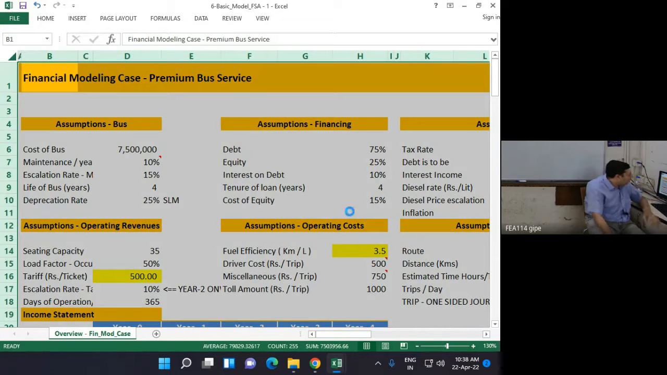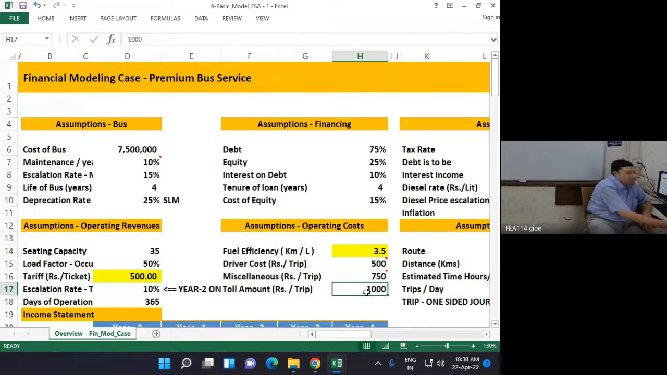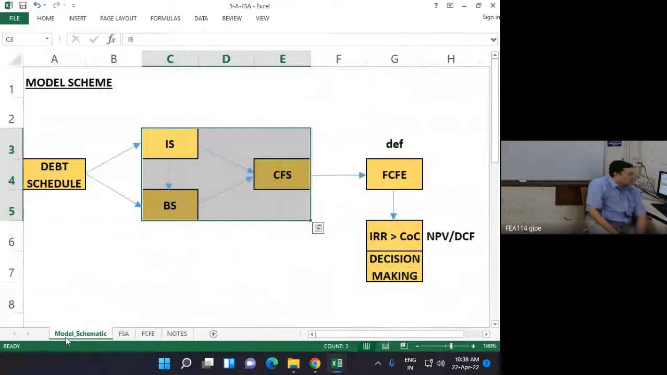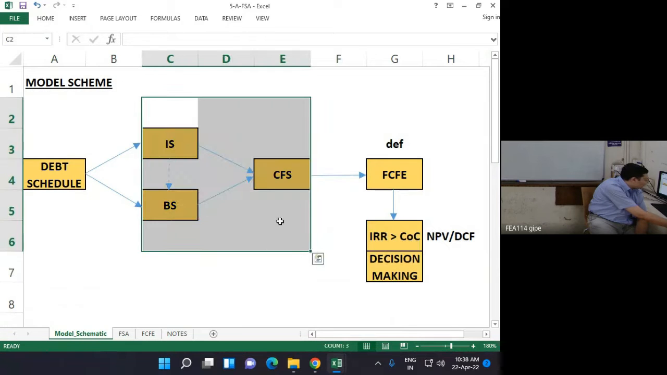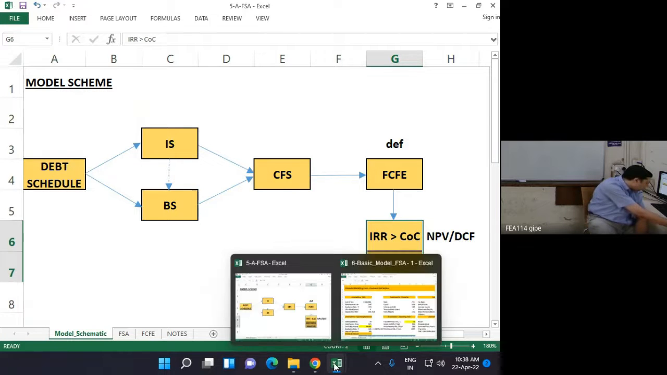The only difference is that, compared to last time where we tried to keep the analysis a little rough, here we are going to follow the scheme that we discussed just now. We are going to take the investment decision by forecasting the statements, making any supporting statements required, estimating the FCFE, and then building the IRR.